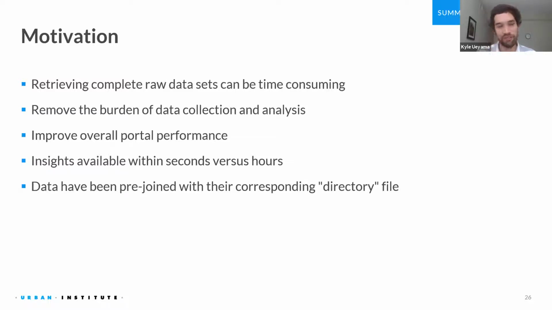With the summary endpoint functionality, we actually do that pre-join against the quote unquote directory file for you. So now you have even more variables to play with for your analysis. I think for most endpoints, it is called directory file. If you use the college university data, it's called institutional characteristics or something along those lines.